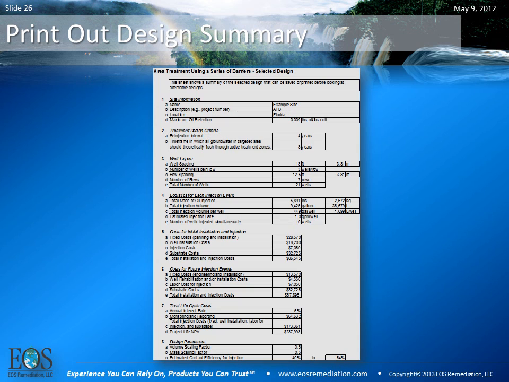And this is what your printout will look like. It summarizes everything you entered, and then basically your total life cycle costs, your costs for future injection events, your costs for initial installation and injection, and basically summarizes everything that you need, and then gives you an option again to go back and make changes, and you can keep printing these out so you can make some comparisons.